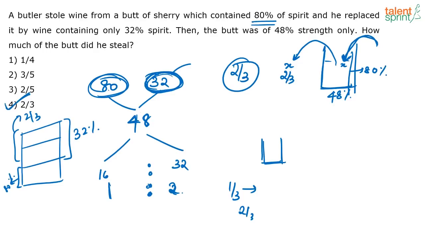I hope this last explanation that I did is clear. We are just assuming that the full liquid is divided into 3 parts, out of which 1/3 has 80% and 2/3 has 32%. So what does that mean? I have removed 2/3 of the 80% mixture and replaced that with 32% mixture. I hope it is clear.